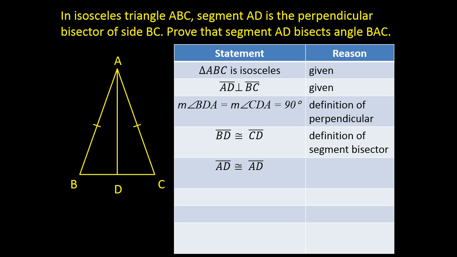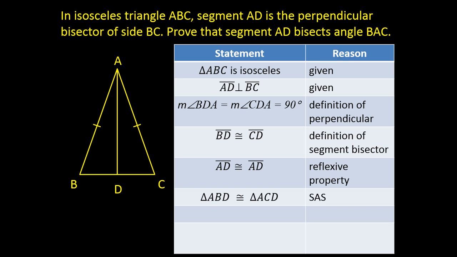Segment AD has to be congruent to itself. That's called the reflexive property. Now we can conclude that triangle ABD and triangle ACD are congruent. And we're using the side angle side theorem for that.